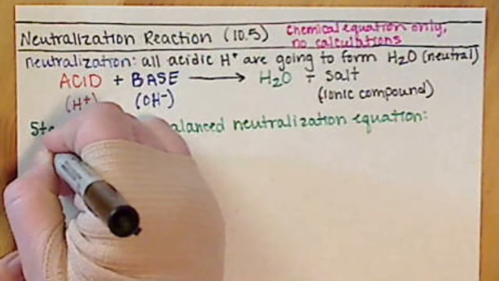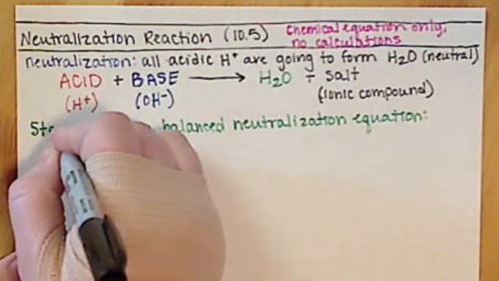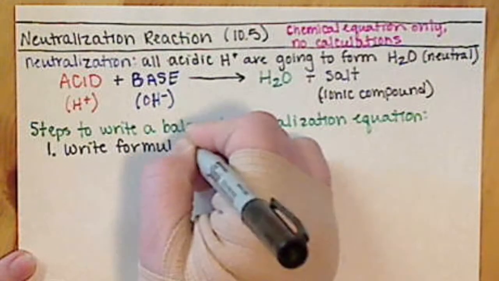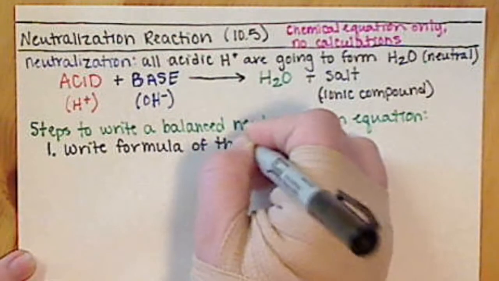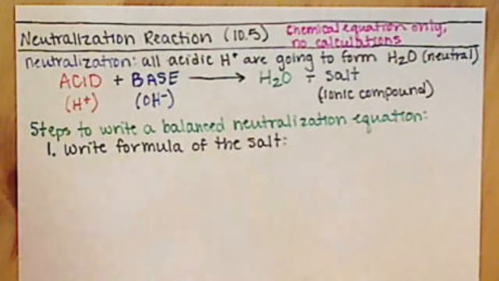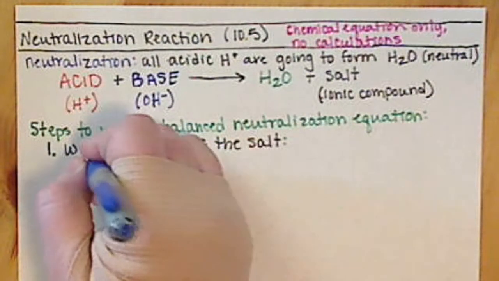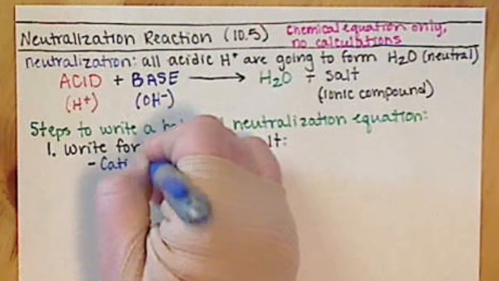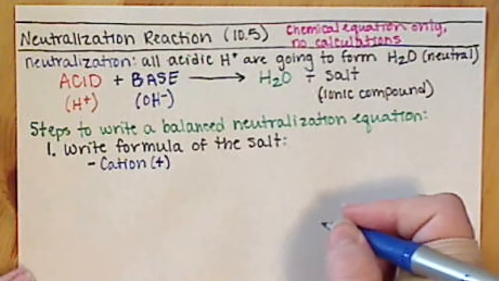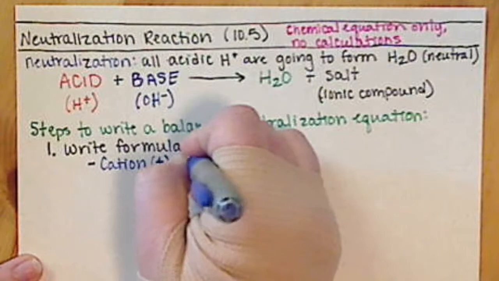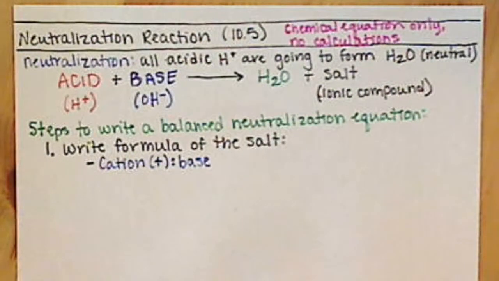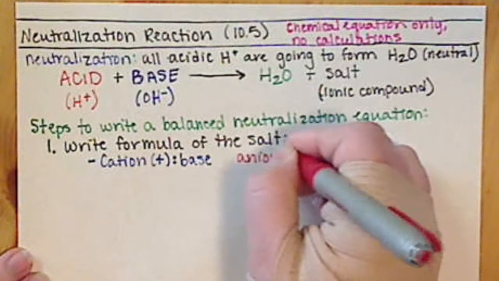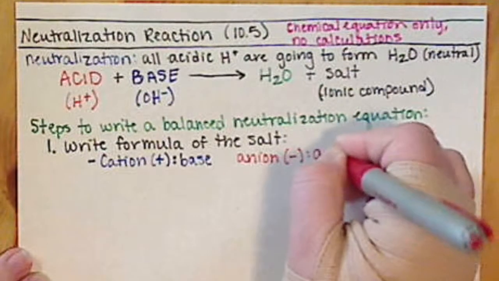Step 1 is you are going to write the formula of the salt. How we are going to do that is you are going to get the cation, the positively charged component, the first component, from the base, and you are going to get the anion, the negative charge, from the acid.